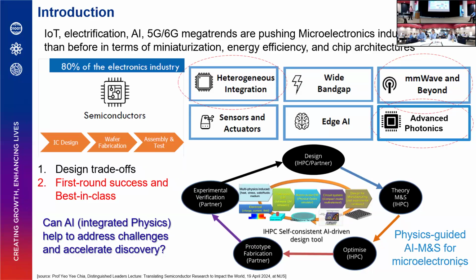But usually when we have design trade-offs, in particular, we would like to have first round success, first try and successful. We don't want to have a second round. So what do we do to address this? We aim to do this with our design partners, usually with physics guided AI modeling and simulation. We call it AIMS for microelectronics. We work very closely with our colleagues from, say, IME and INRI, and hopefully sometimes also with I2R, industry and the universities.